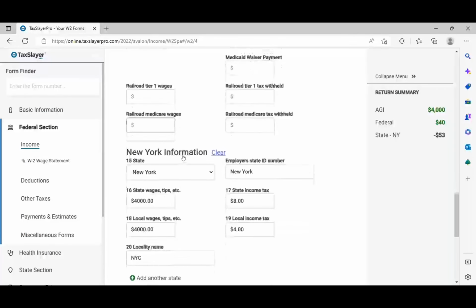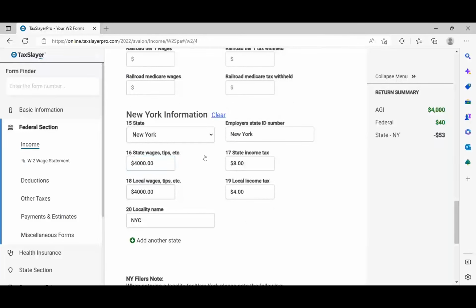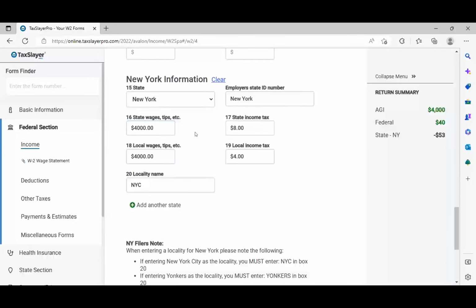Very important. Okay, and this is the New York State information that flows through to the New York State return, the IT 201. Make sure you put in the right locality name, right? Those are the withholdings. But apparently the withholdings on these wages are not enough to cover the anticipated New York tax bill, because as of now, there's an amount due of $53.